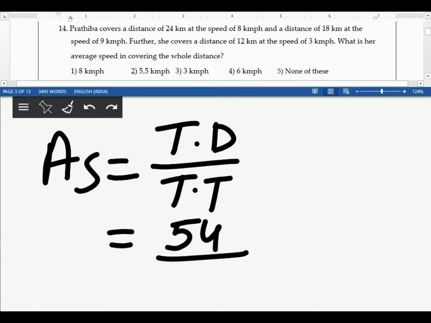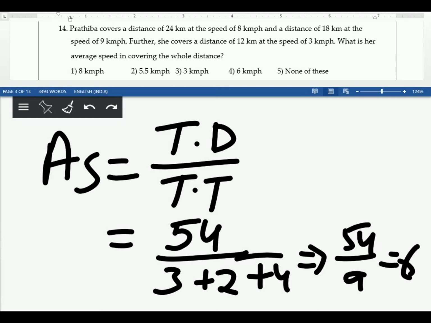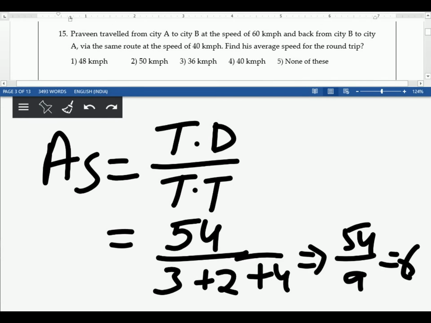For 24 kilometers, she takes 3 hours, plus for 18 kilometers she takes 2 hours, and for 12 kilometers she takes 4 hours. That implies 9. 54 by 9 equals 6 kilometers per hour. Option number 4. 15th question.